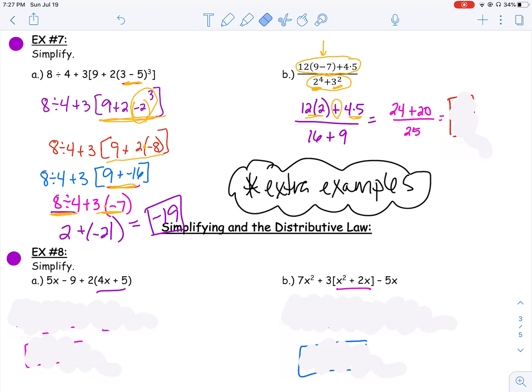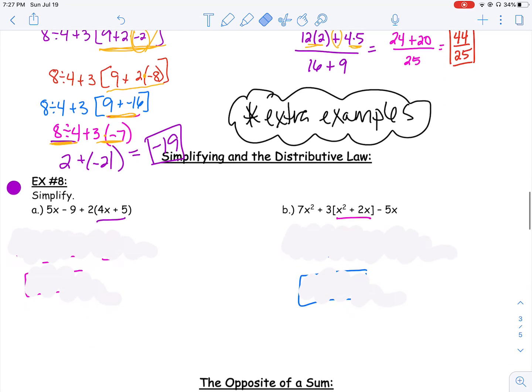Do you remember what the numerator was? I ended up getting 44 over 25. I don't think there's any common factors between those two, so it can't be reduced. It looks like that's our final answer. So, some hard problems there, but the more you practice, the easier it's going to be. So just make sure you practice, practice, practice on those different difficult order of operations problems.